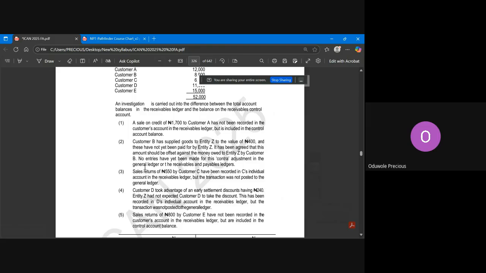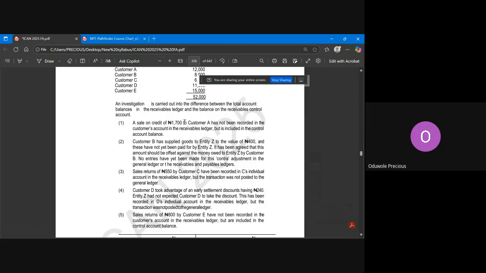Now they said sales on credit of 17 to customer A has not been recorded in the customer account in the receivables ledger, but has been included in the control account. What does it mean? It means that 17 has not been added to the receivable ledger of that customer.